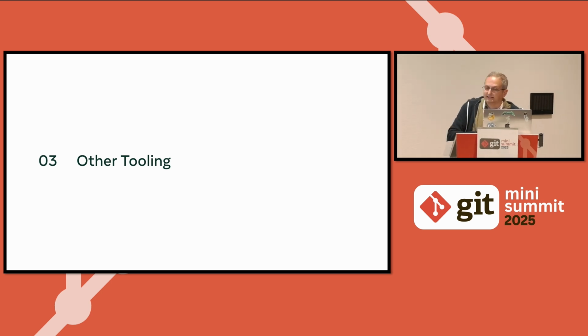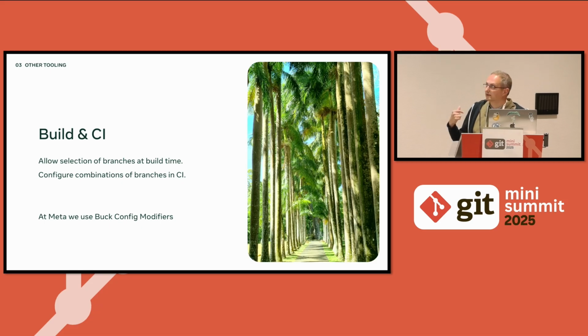So we implemented that in Sapling, but then we discovered that there are some other things as well. It's not just about source control. It isn't sufficient to just build this into the source control tooling. You need to support the other tooling in the developer infrastructure as well. So we implemented support in our build and CI system.